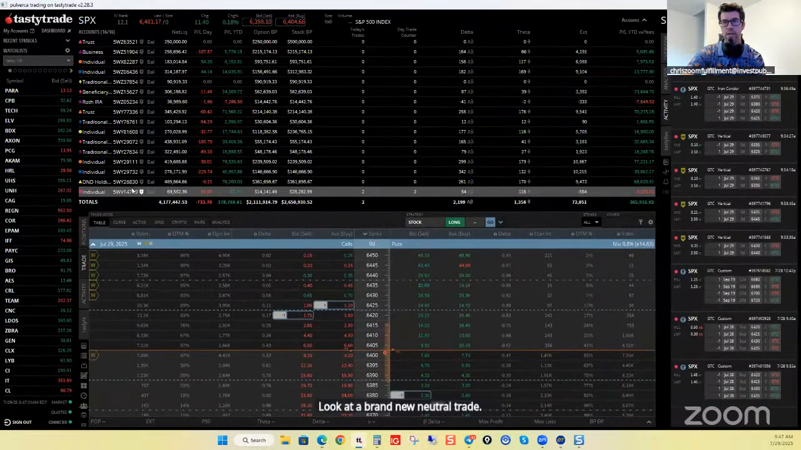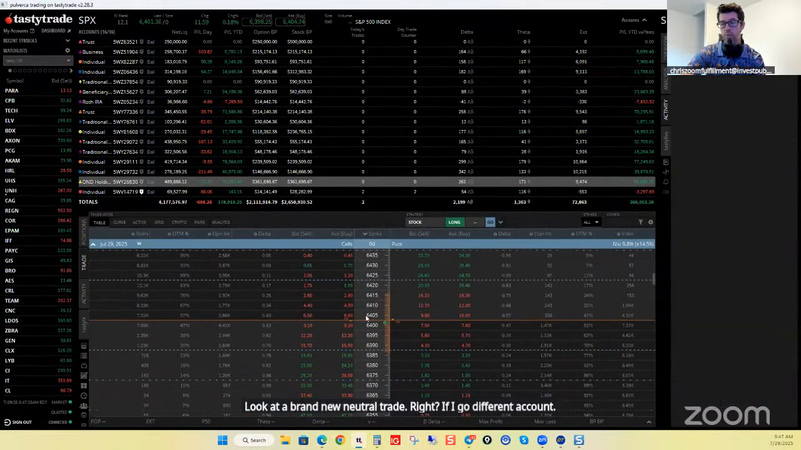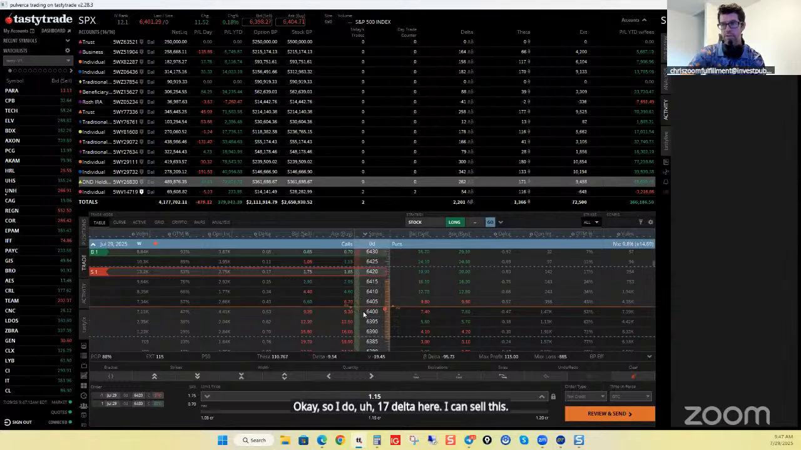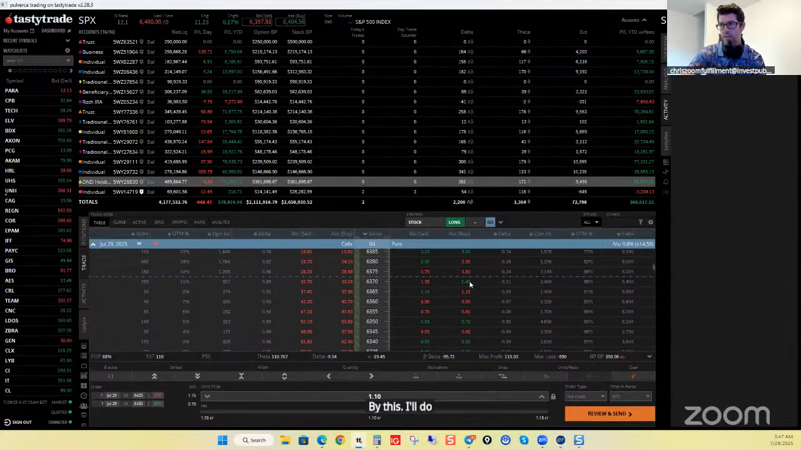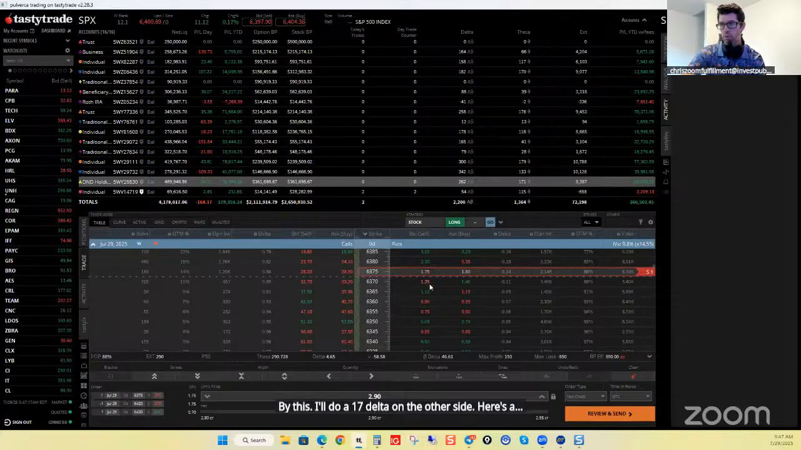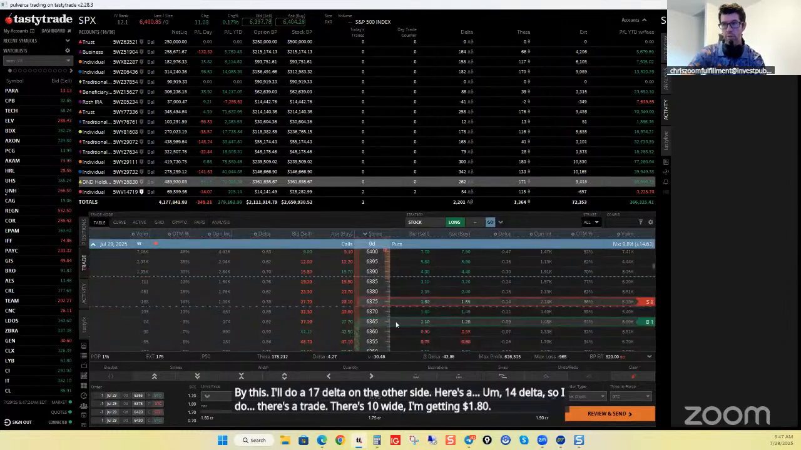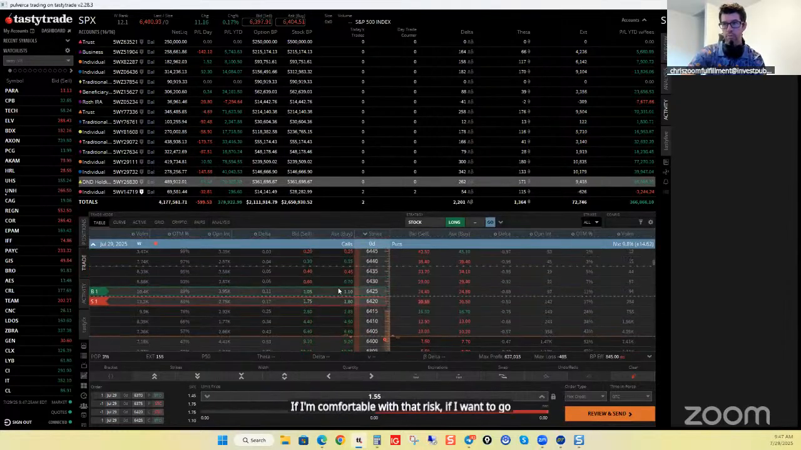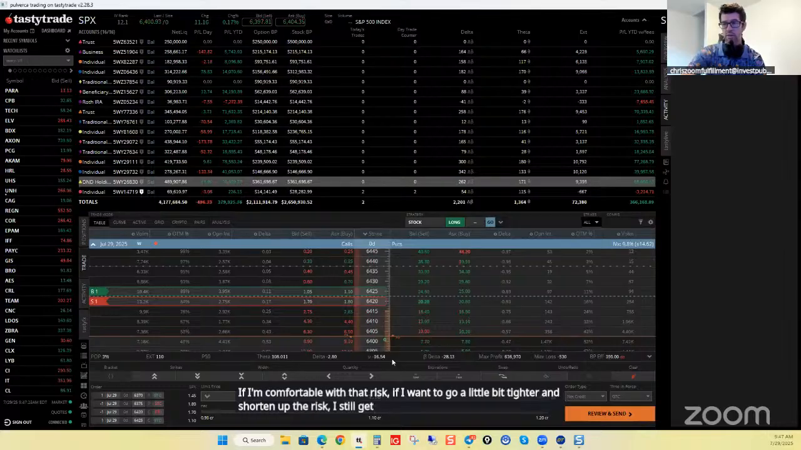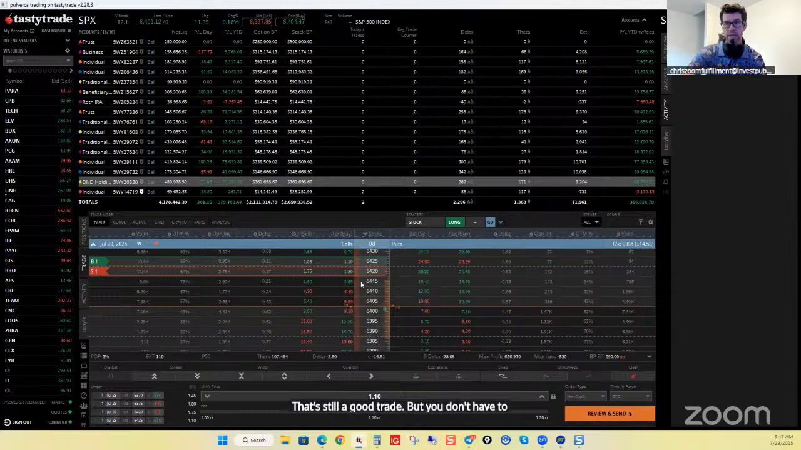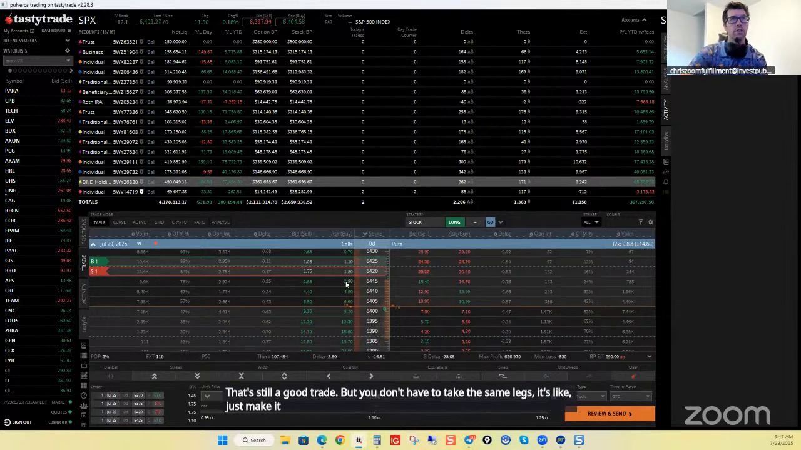If I go to a different account and I look at the trade right now, trading at 64.01, I do a 17 delta here. I can sell this, buy this. I'll do a 17 delta on the other side. Here's a 14 delta. So there's a trade. There's 10 wide. I'm getting $1.80. If I'm comfortable with that risk, if I want to go a little bit tighter and shorten up the risk, I still get $1.10. That's still a good trade. But you don't have to take the same legs. Just make it delta neutral based on current conditions.